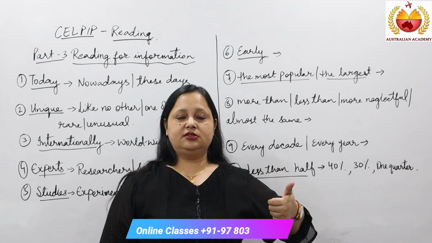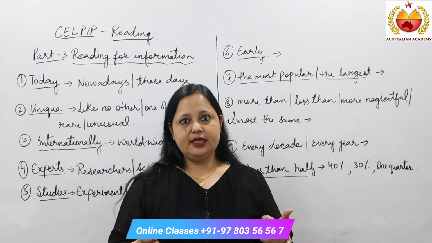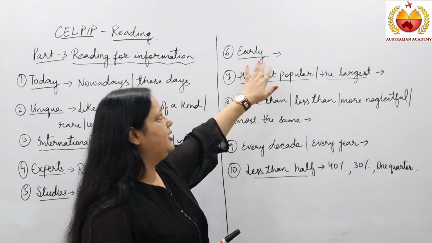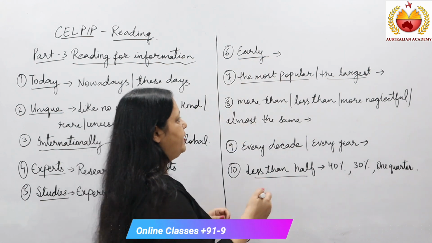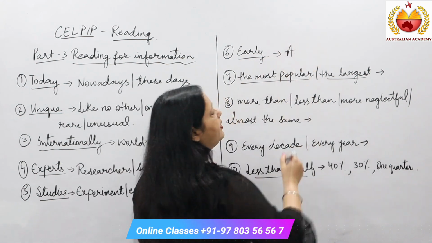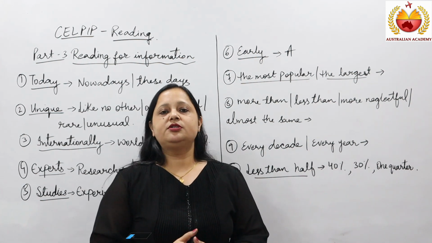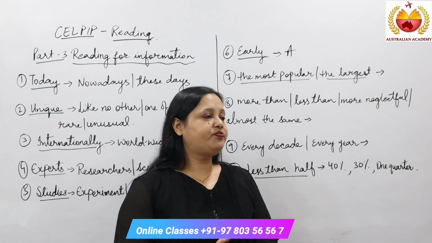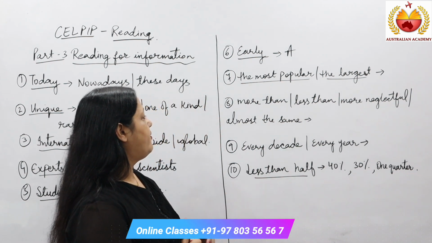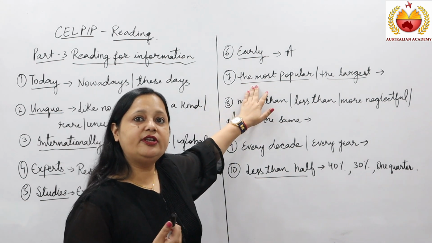quite primitive years. So whenever there is any question that states early, it means the answer of that particular question would be A. So instead of finding something else, you can straight away put A, right? The second we have is the comparison, not comparison, the superlative degree.